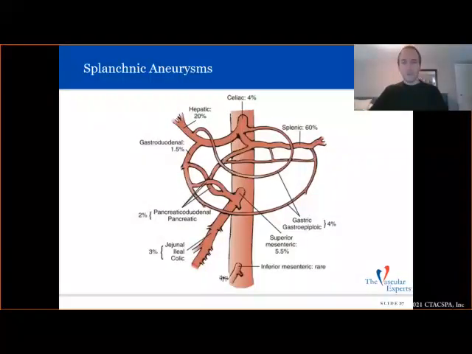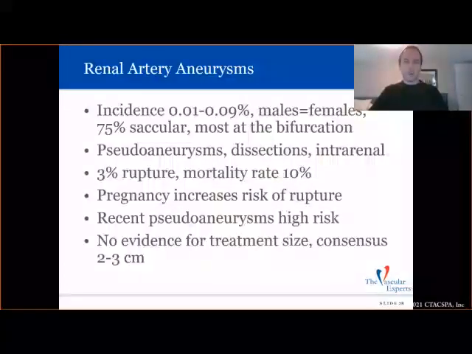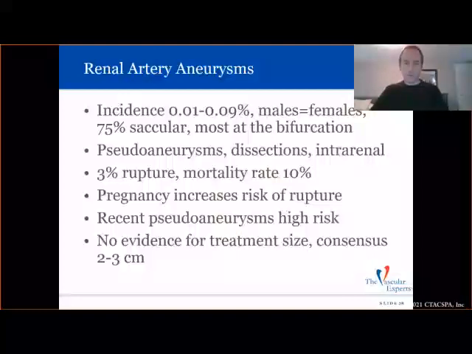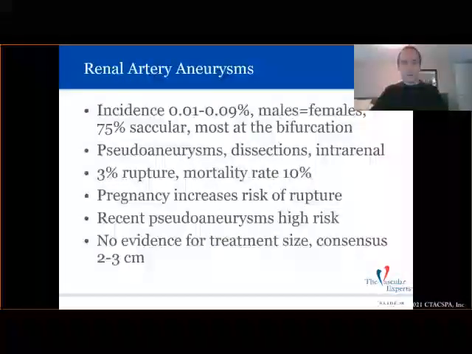Splanchnic aneurysms, this picture just shows here the percentage of incidence. The splenic is the most common, 60%, but aneurysms can happen in any of the arteries. Renal artery aneurysms, really the size criteria that we treat is anywhere from 2 to 3, depending on risk factors. Pregnancy trumps all for this.